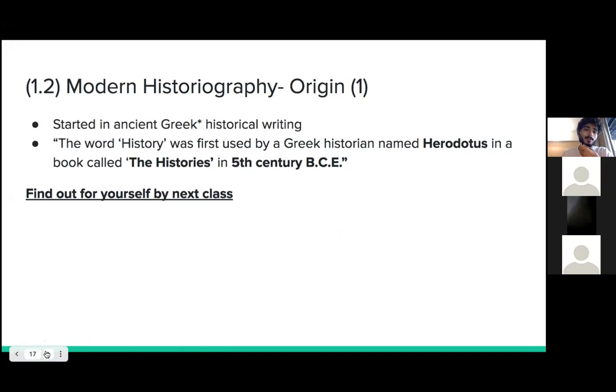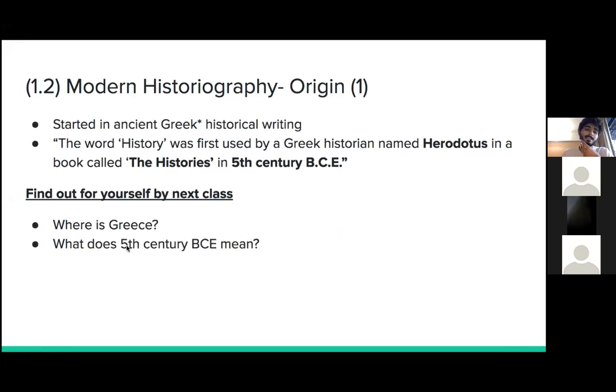And what I want you all to do by next class, and we'll use this information in next class, is find out where Greece is. And I also want you all to find out what 5th century BCE means. I don't want answers now, but you need to find this out for next class. It's part of your homework. I'll tell you all in the next class, but I want you to find out and tell me. So write it down, scan it, and send it to Siddharth sir as a PDF, so I can check your answers. We can have a discussion in next class.